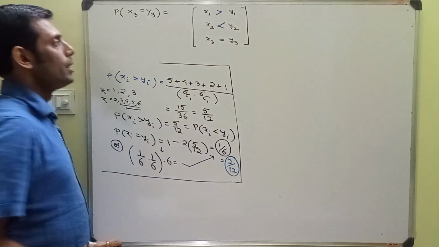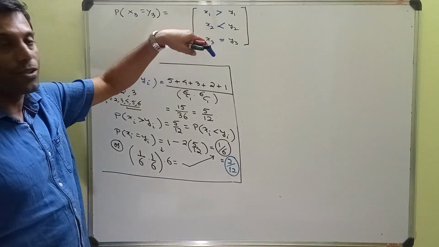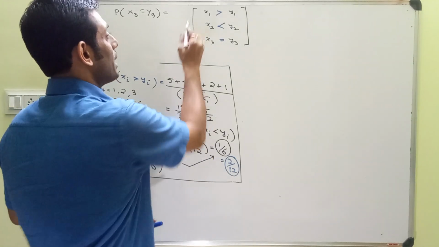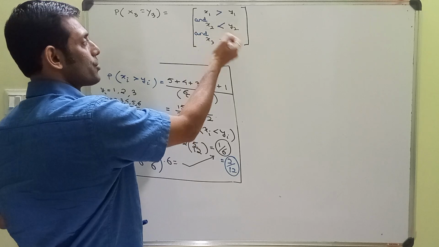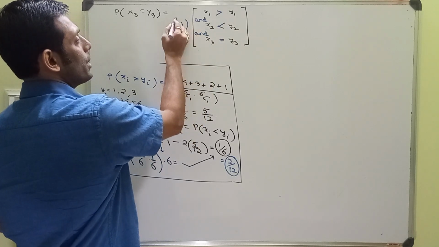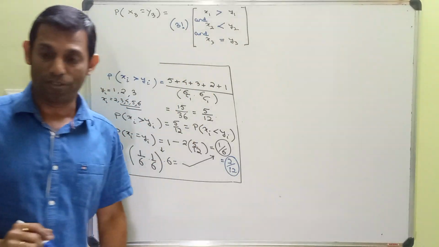Equalized, equal to. Now see, there are 3 different events which can happen with an ANDing, and that means how many permutations can happen? 3 factorial permutations can happen. 6 ways it can happen.